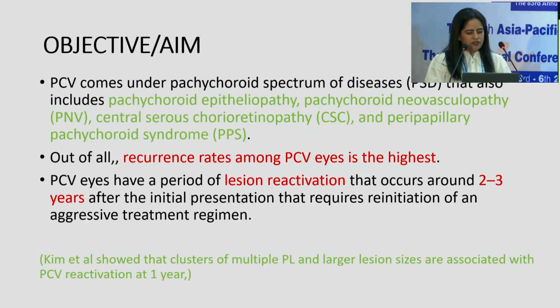So, objective: why we did this study? PCV comes under PSD, which also includes pachychoroid epitheliopathy and pachychoroid neovasculopathy. Out of all, recurrence rates among PCV are the highest, and we also know that lesion reactivation in CSC is seen in PCV that almost occurs around 2 to 3 years after initial presentation.